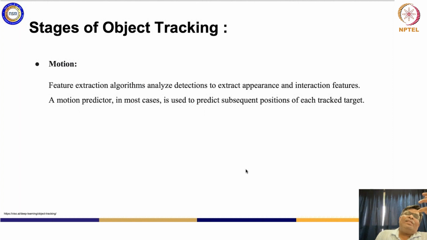Then feature extraction algorithms are going to analyze these detected patterns, right, to extract appearance and interaction features. And then you should use a motion predictor, okay, to predict the subsequent position of each tracked target, right? So when you are going to do some prediction in terms of a moving object, you need to predict, okay, and then you need to track.